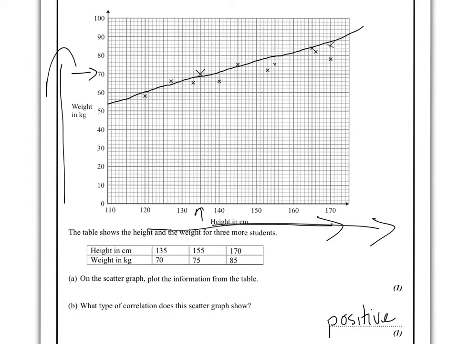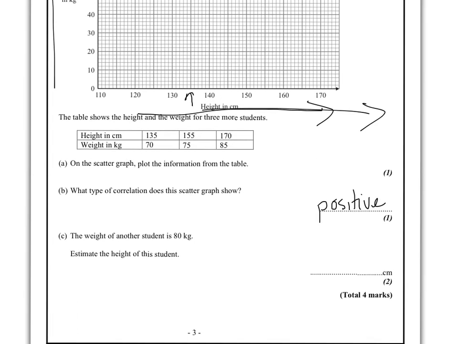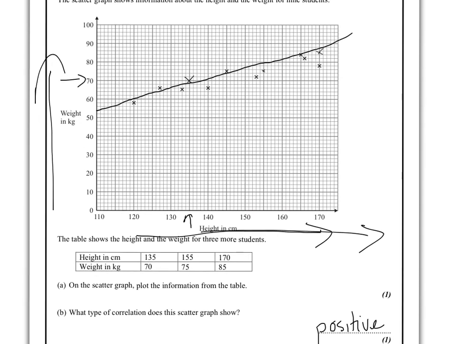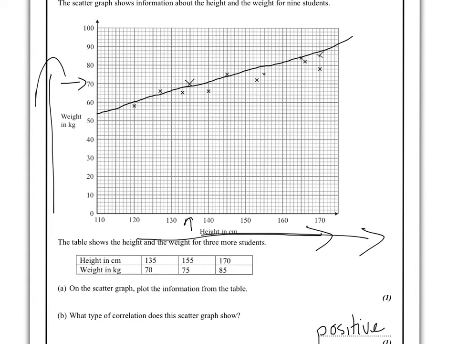And then it asks us, the weight of the student is 80 kilograms, what could its height be? So I'm going to draw a line from 80 until I hit my line of best fit. Then I'm going to go down to here, and that is 155 centimetres. So that's my estimate.